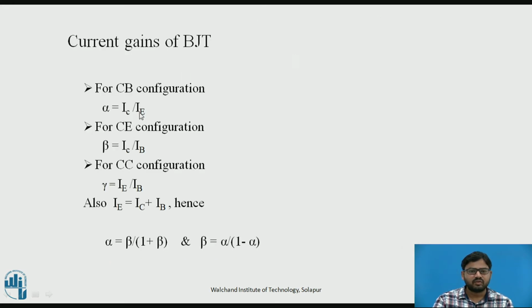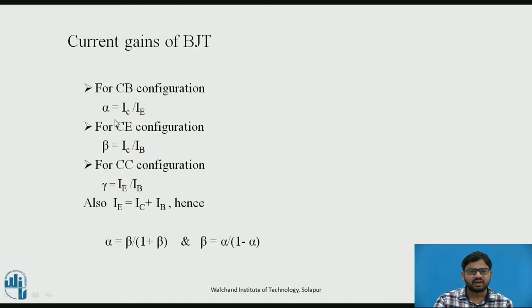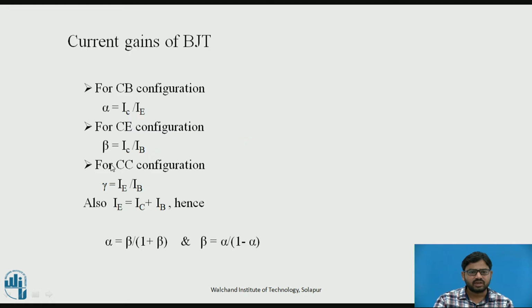These are the current gains of the BJT for different configurations. You can define the current gain as output current to input current. For the CB configuration, alpha is equal to IC divided by IE. For the CE configuration, collector current is the output current and base current is the input current, so beta is equal to IC divided by IB. And for the CC configuration, gamma is equal to IE divided by IB.